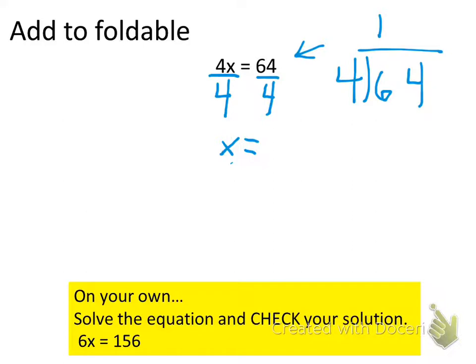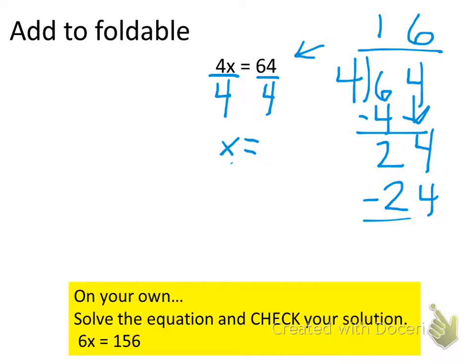4 goes into 6 once. 1 times 4 is 4. We're going to subtract it, get 2. Bring down the 4. We have 24. 4 goes into 24 6 times. 6 times 4 is 24. Subtract them, you get 0. So x equals 16. Now we need to check it.